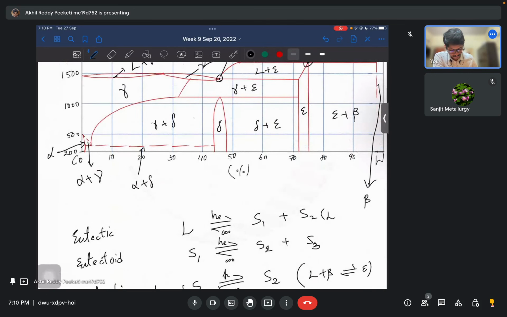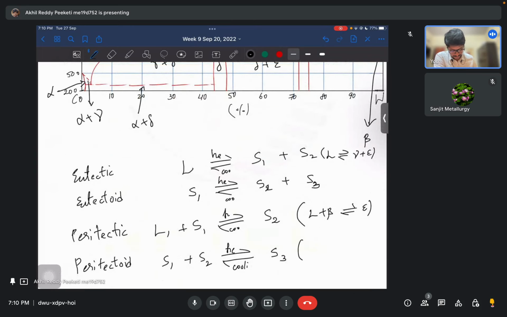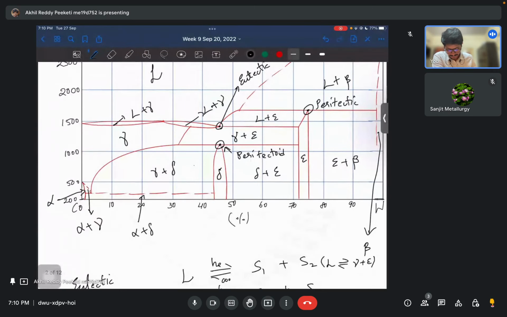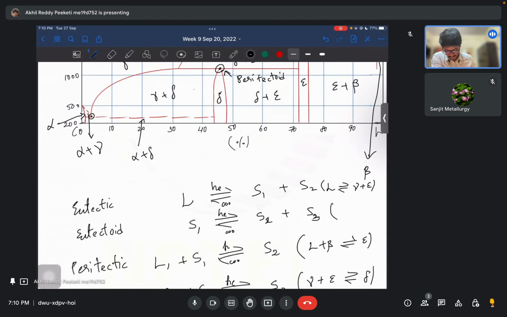So gamma plus epsilon. And what else? Here we have one more point where two solids, gamma plus epsilon, converting to delta. Okay, gamma plus epsilon converting to delta. So this is peritectoid. So what other points do we have? So if you see here we have one more point. So a single solid is converting to two solids. So this is a eutectoid reaction. So gamma is converting to alpha plus delta. So eutectoid.